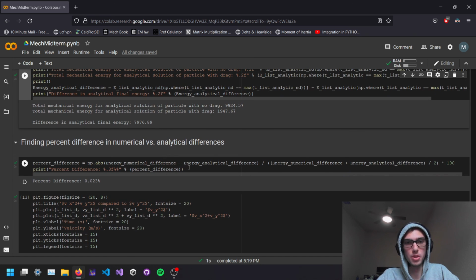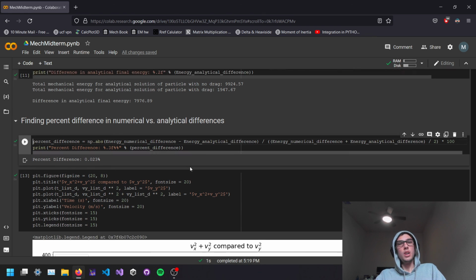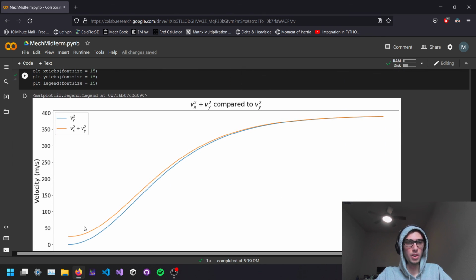And then just to further set in the fact that it's a very good approximation, we find the percent difference between our analytical and numerical solutions, and we see it's 0.023% different when it comes to the energies. So it is a very good approximation when it comes to finding energies. And then we have our motivation for the Vy squared is approximately Vx squared plus Vy squared.